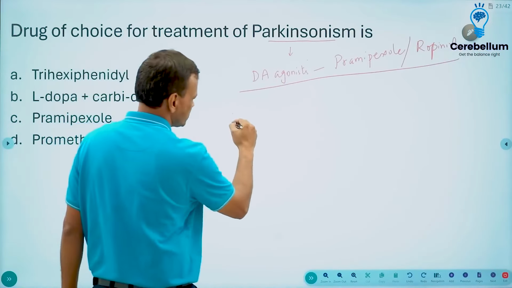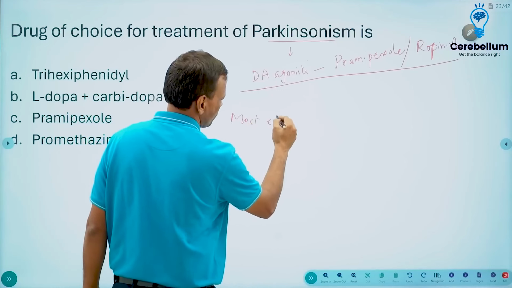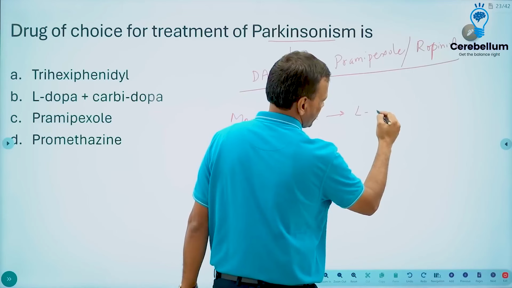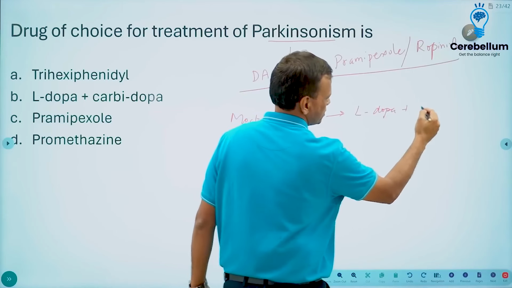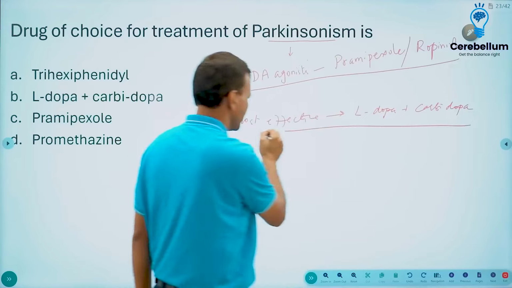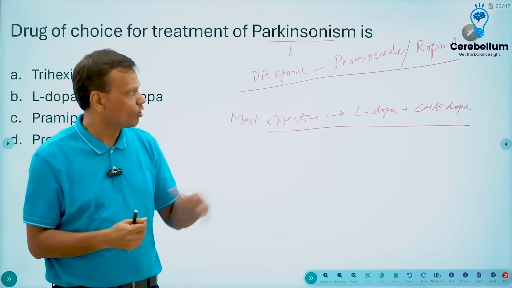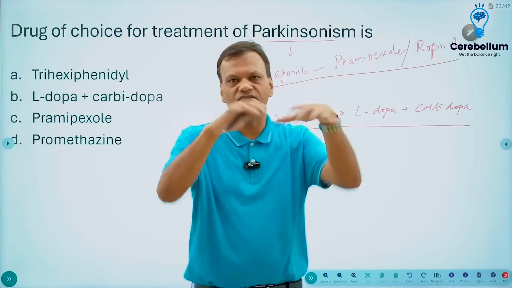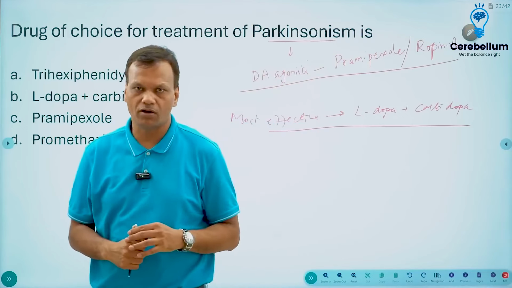But if they ask which is the most effective drug for Parkinsonism, most effective is always the levodopa-carbidopa combination. So read carefully whether they are asking most effective or drug of choice. We always start with a pramipexole-like drug. If the patient is not controlled, then we can add the levodopa-carbidopa combination.